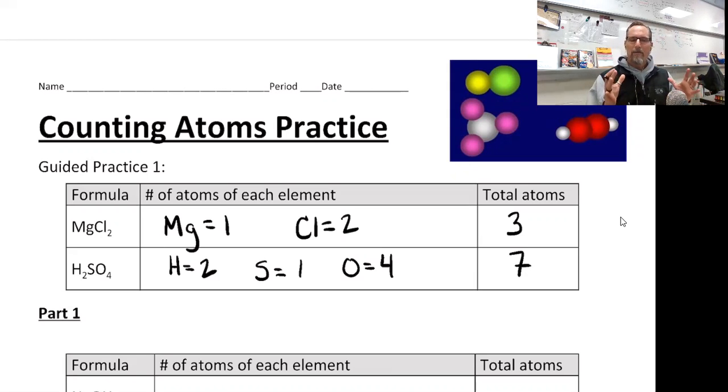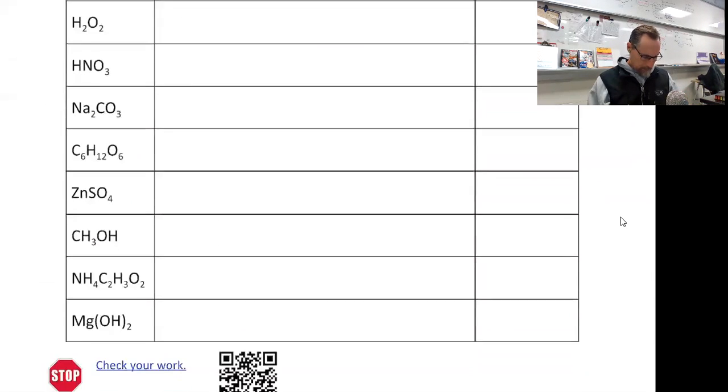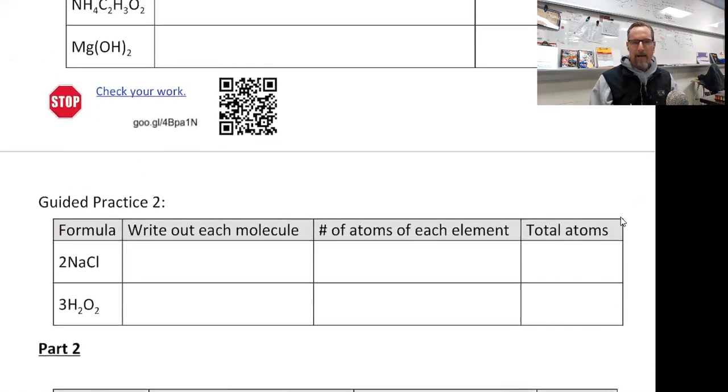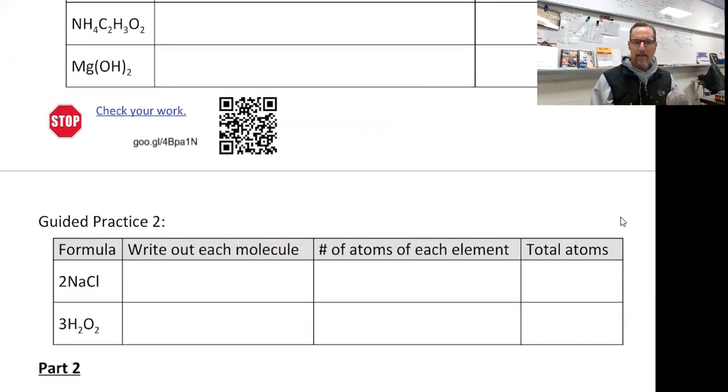So again, you might want to go ahead and pause it right now and then work through the other examples there in part 1. And then once you get to the bottom there, you can click on that link or use the QR code, or you can just type in that URL and that'll take you to the page where you can check your answers and see how you did.